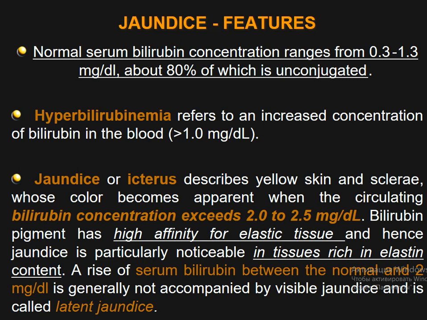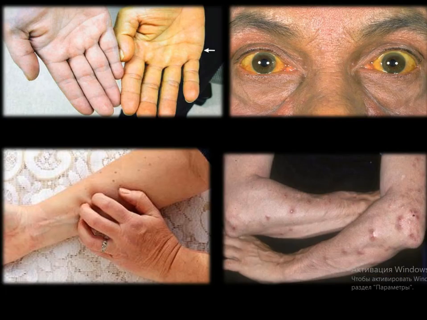Bilirubin pigment has high affinity for elastic tissue, and hence jaundice is particularly seen in tissues rich in elastin content. A rise of serum bilirubin between the normal and 2 mg per deciliter is generally not accompanied by visible jaundice and is called latent jaundice. So here in this picture you can see manifestation of jaundice in the skin, very typical yellowish color of skin, and in sclera.